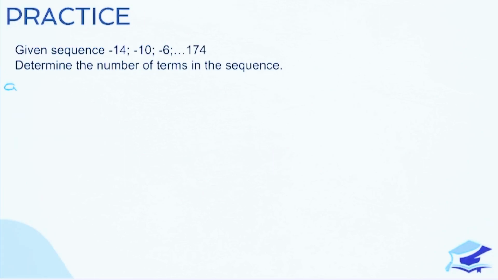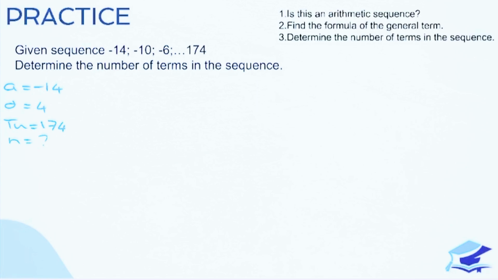Given the sequence negative 14, negative 10, negative 6, and so on up to 174, determine the number of terms in the sequence. We know that the first term is negative 14, the difference is 4, Tn is 174, and n we are not sure at this point. The first step is to determine if it's an arithmetic sequence. We do this by making sure the difference is constant. We take the difference of any two terms and see if they are equal. Negative 10 minus negative 14 should be equal to negative 6 minus negative 10. And this is 4 is equal to 4, so we know our difference is constant.